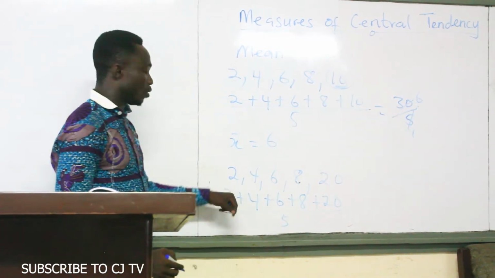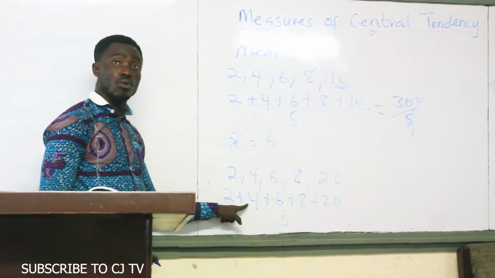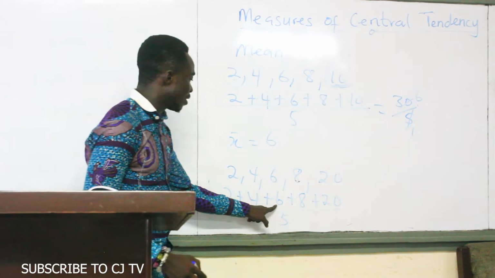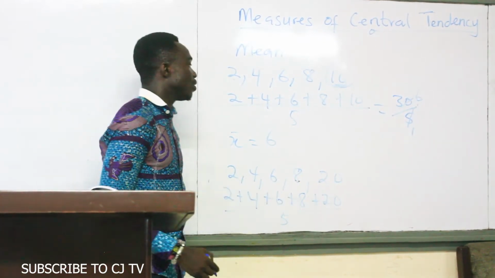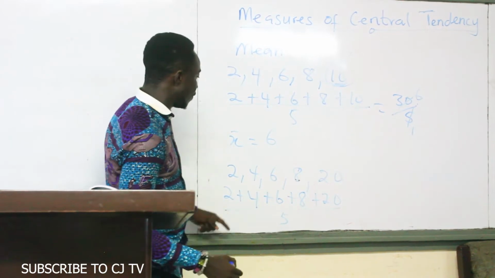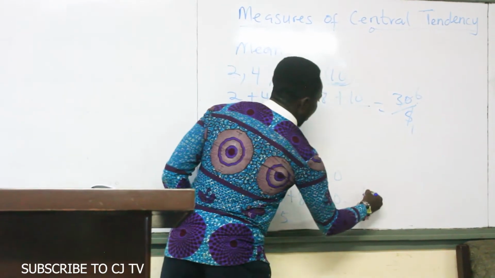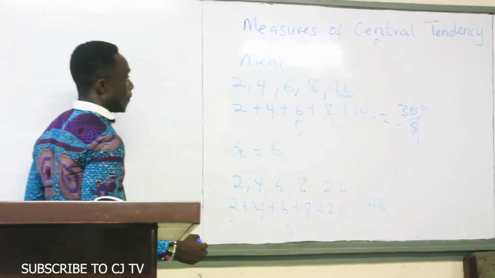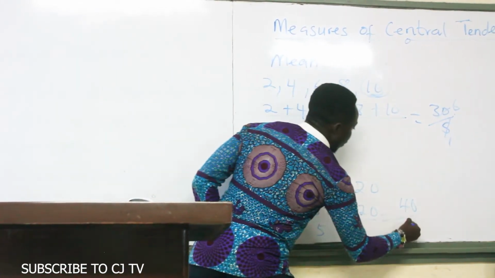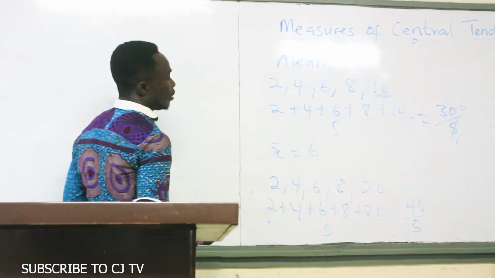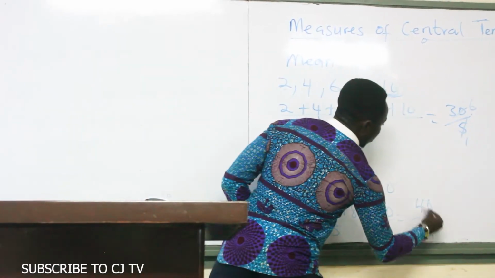Now, when you do the calculation, you're getting 2 plus 4, which is 6, plus 6, which is 12, plus 8, which is 20, plus 20, which is 40. So you're getting 40 for the total. All out of what? 5. When you do the calculation, you're getting 8.